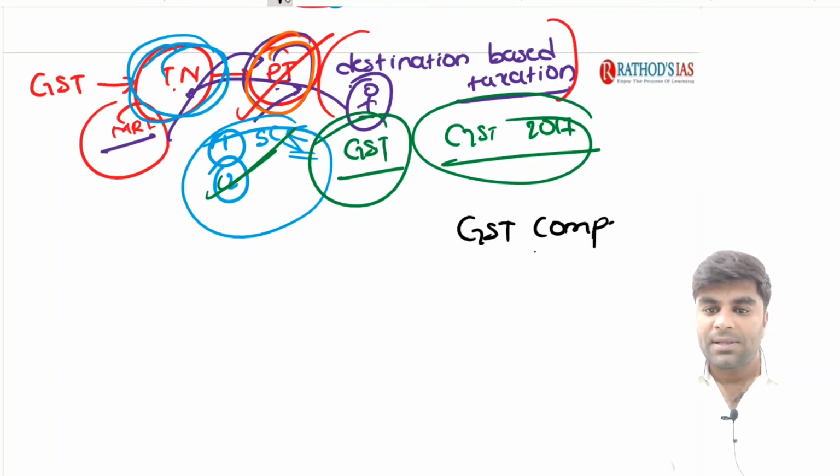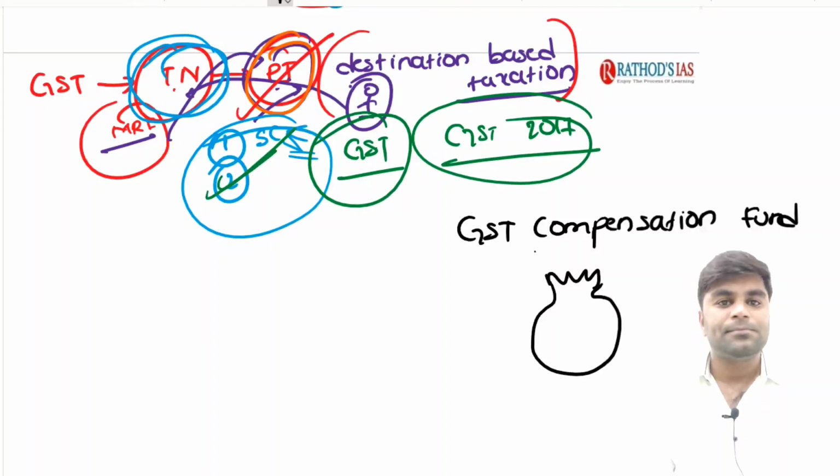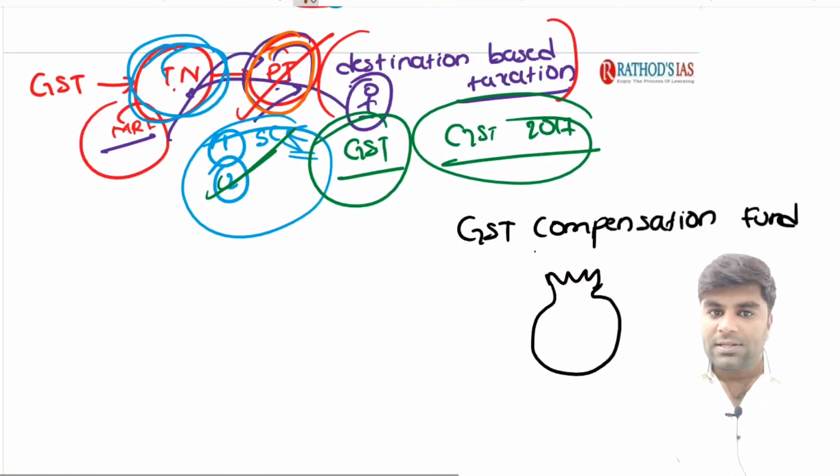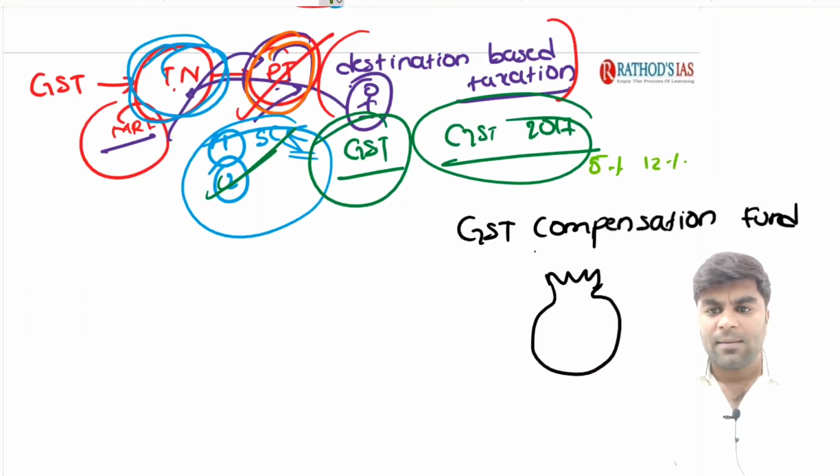GST compensation fund. The Centre has created the GST compensation fund. Imagine this as a GST compensation fund. Right? Now try to understand, guys. When we discussed the GST, we discussed the GST slab rates: the 5% slab rate, 12% slab rate, 18% slab rate, and 28% slab rate.